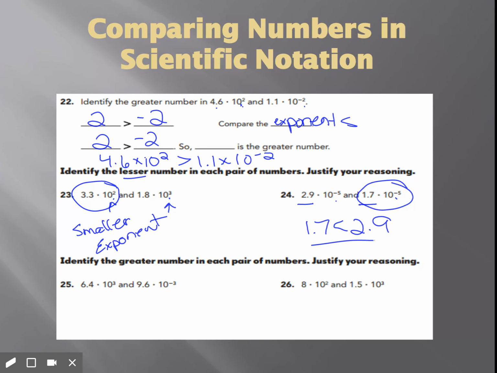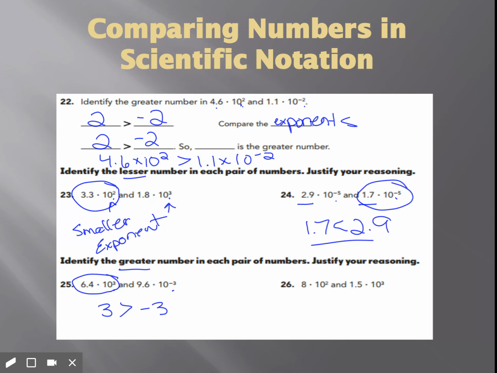Number 25 and 26 want us to identify the greater number. So 6.4 times 10 to the third and 9.6 times 10 to the negative third. Well, different exponents here, and I have the exponents of 3 and negative 3. So 3 is greater than negative 3. So that justifies that 6.4 times 10 to the third is greater here.